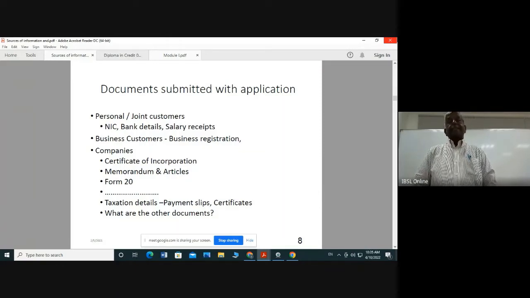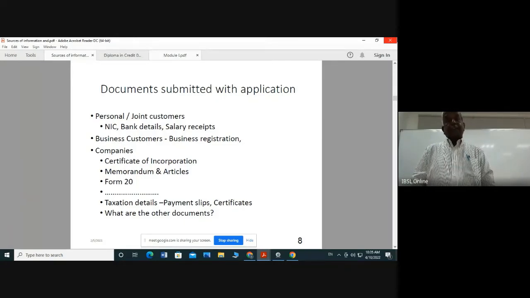And then taxation details, payment slip or certificate. If you have paid the taxation to the Inland Revenue Department, the taxation payment receipts, you have to give the copies. Or sometimes the auditors pay on your behalf, your auditors pay the taxes, so they will give a taxation certificate that you have to give.